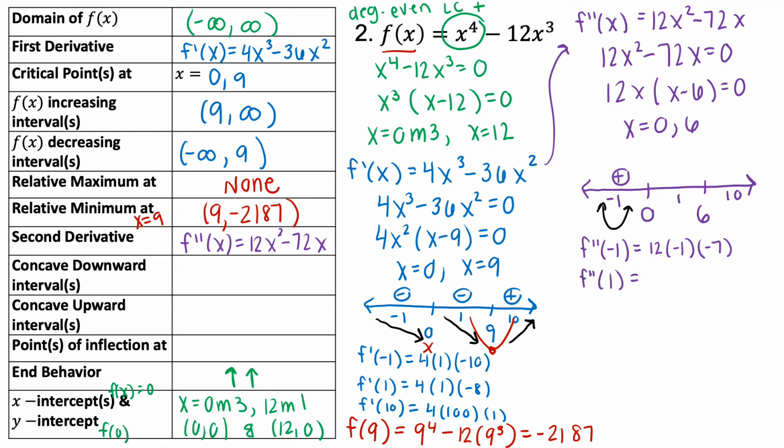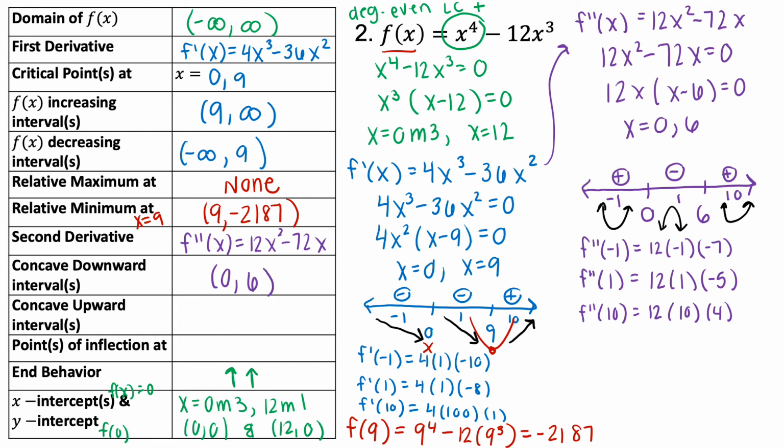F double prime of 1 is 12 times 1 minus 6, which is negative 5. It's going to be negative. That's concave down. And then finally, f double prime of 10 gives me 12 times 10 minus 6, which is 4. Positive, positive, positive stays positive, which means we're concave up. So we can write our intervals of concave down is only between 0 and 6. And then we're concave up from negative infinity to 0 and from 6 to infinity.